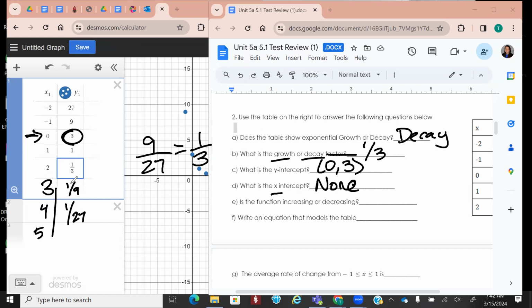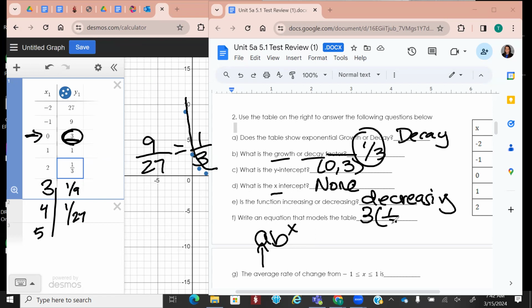Is the function increasing or decreasing? We can see from the graph that it's decreasing. And then here's the tricky part: writing an equation. Remember, for exponential, we've got a times b raised to the x. A is our initial amount. So what did we start with here? We started with 3. And what are we going down by? Well, our decay factor is 1/3. And you always want to check and make sure that it actually works for everything, which it does.